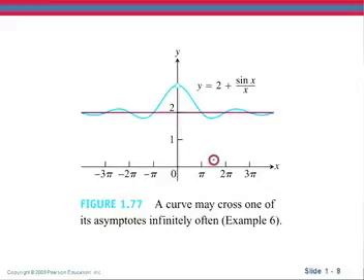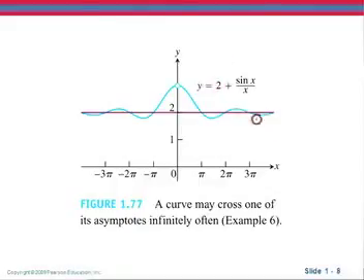Here's another example of a graph with a horizontal asymptote. The one thing to notice about this is that this curve actually crosses the horizontal asymptote, and it will cross it an infinite number of times, and that's okay. Your graph can cross a horizontal asymptote, but the horizontal asymptote here is 2.